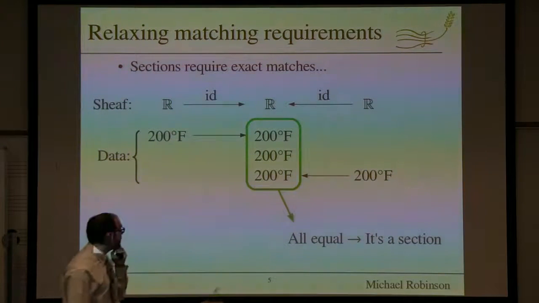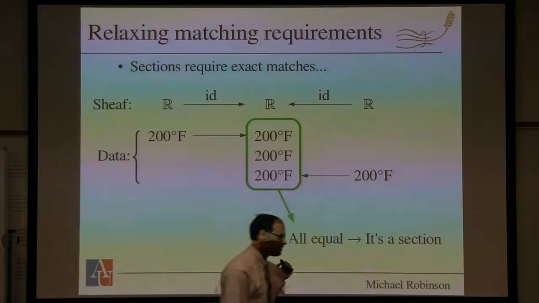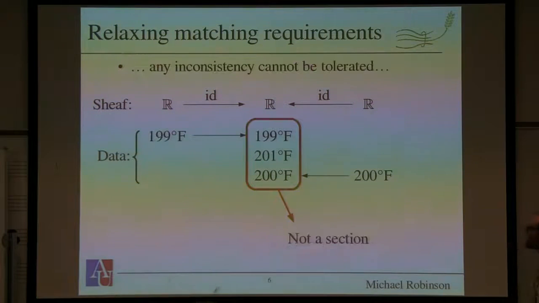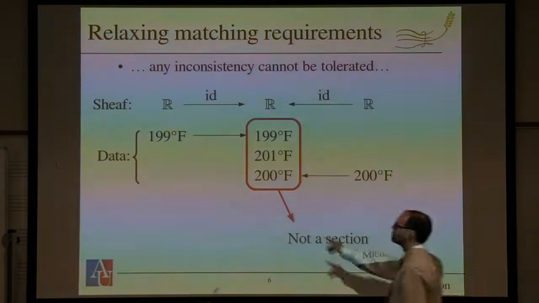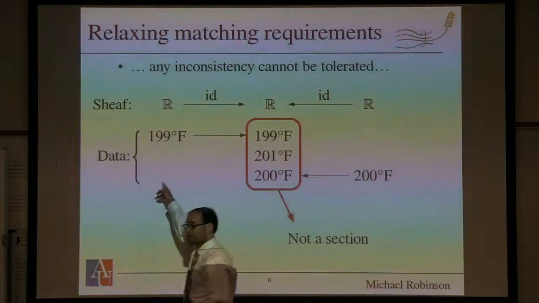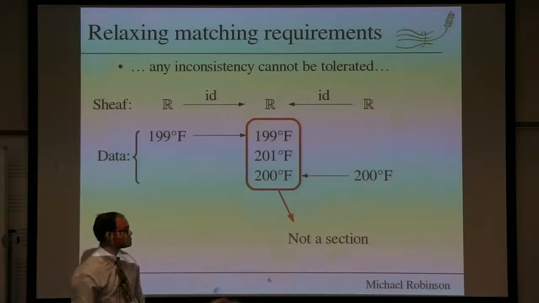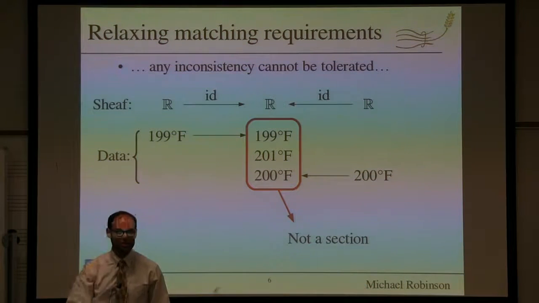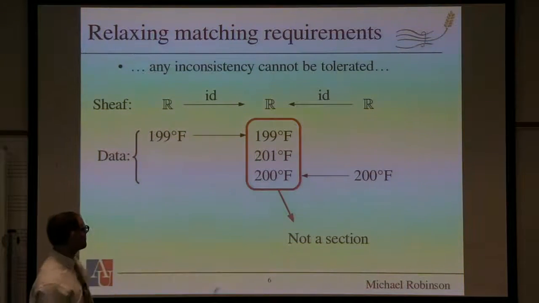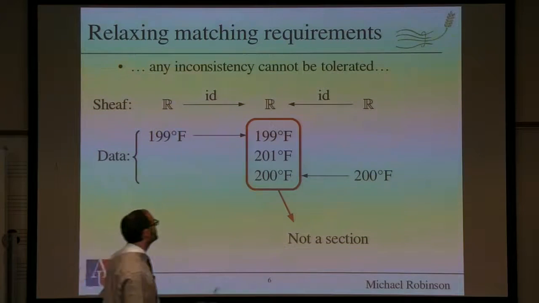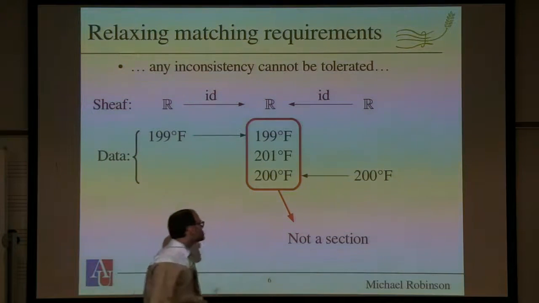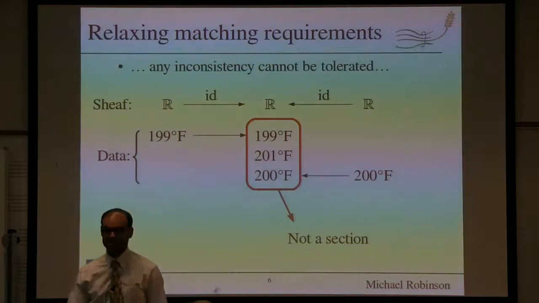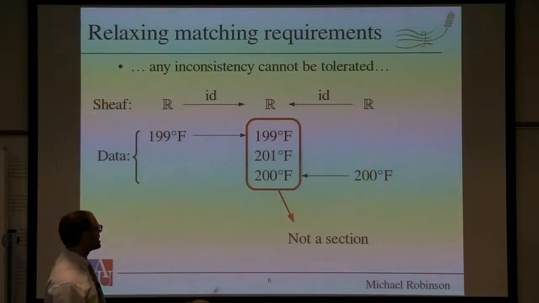Okay, now the problem is, and this is one of the problems with sheaves as typically written, that if I tweak something, say this measurement says 199 degrees Fahrenheit, which maybe is pretty close to 200. Maybe this is some delicate chemical process, but generally speaking, if we've got 199, it's pretty close to 200, and maybe the actual thing is 201. Strictly speaking, this is not a section. They're not equal. That's not so good.